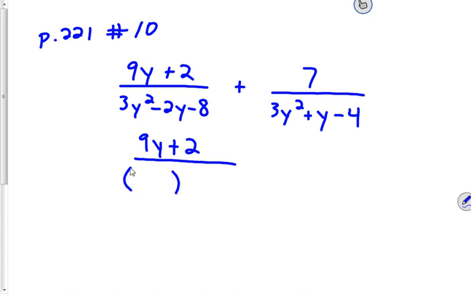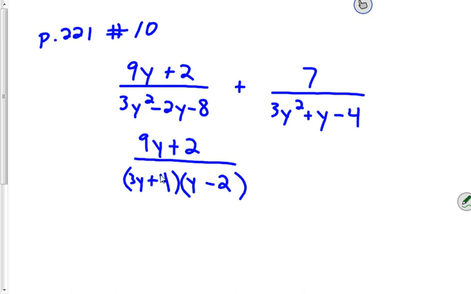Here, I'm going to set up my parentheses. Since my second sign right there is a negative, I'm automatically going to have a plus and a minus. Factors of 3y squared are 3y and y. And factors of 8 could be 8 and 1 or 4 and 2. So I have to think through this.